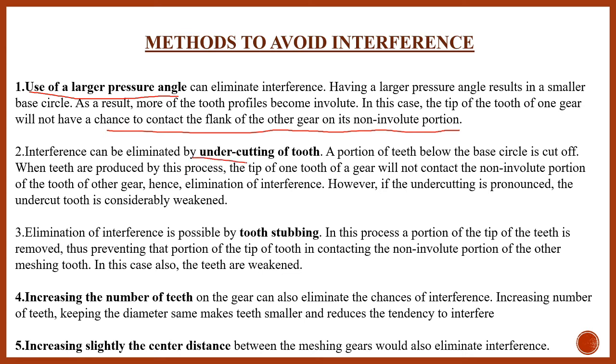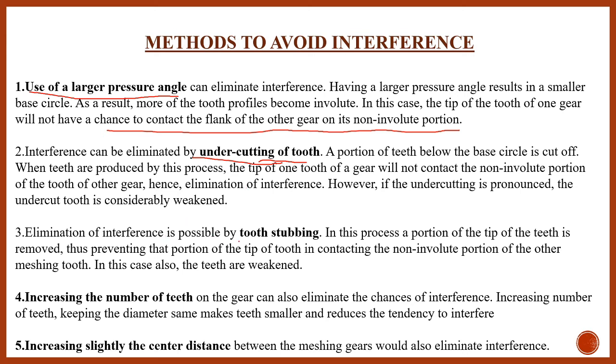Second, undercutting of the tooth. A portion of the tooth below the base circle, we have to cut off. While designing, we make the provision in such a way that we can undercut the tooth, so that the tip of one tooth of the gear will not come in contact with the non-involute portion of the tooth of the other gear. Hence, we can avoid the interference.